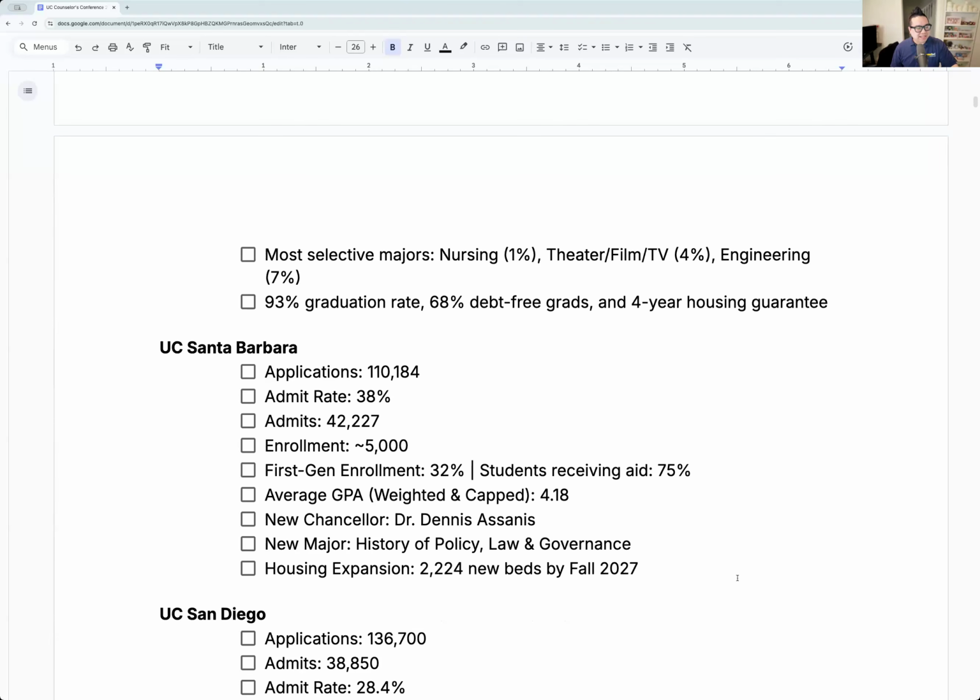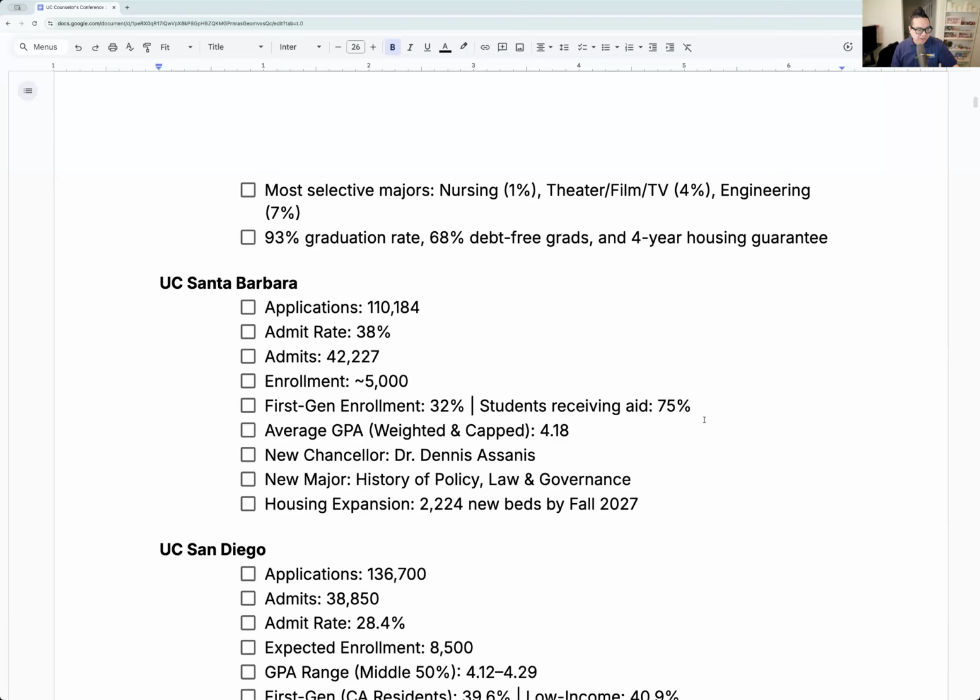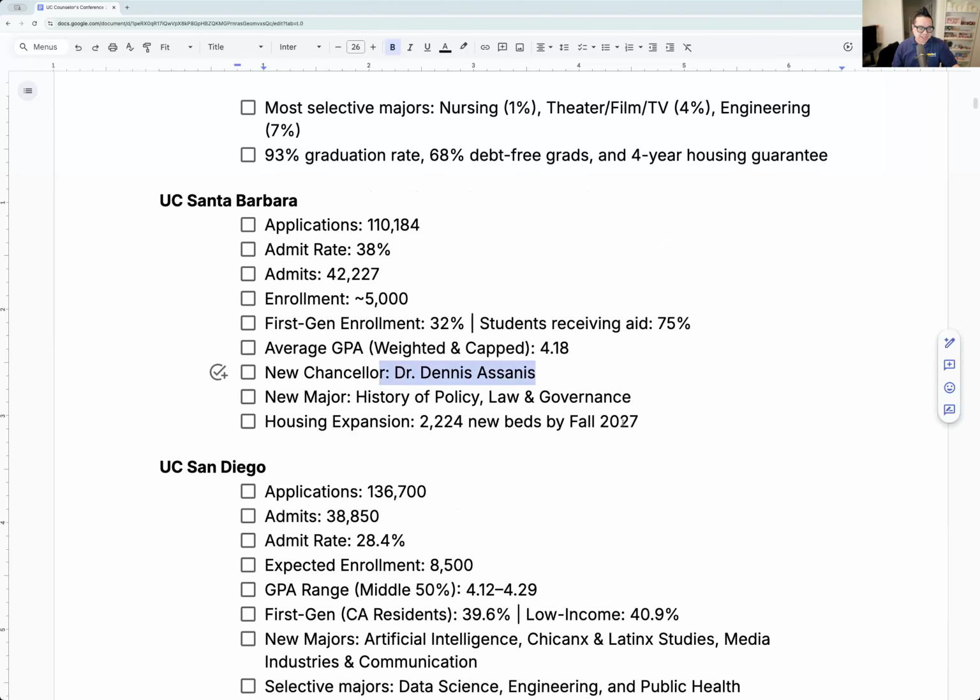Santa Barbara, you can see they have 110,000 applications. Santa Barbara is definitely a very popular school among the UCs. A lot of our students really enjoy Santa Barbara. They did have a new chancellor, a new president of the school. They have a few new majors: history of policy, law and governance, and they're building houses. By fall 2027, Santa Barbara will be able to admit 2,000 more students.